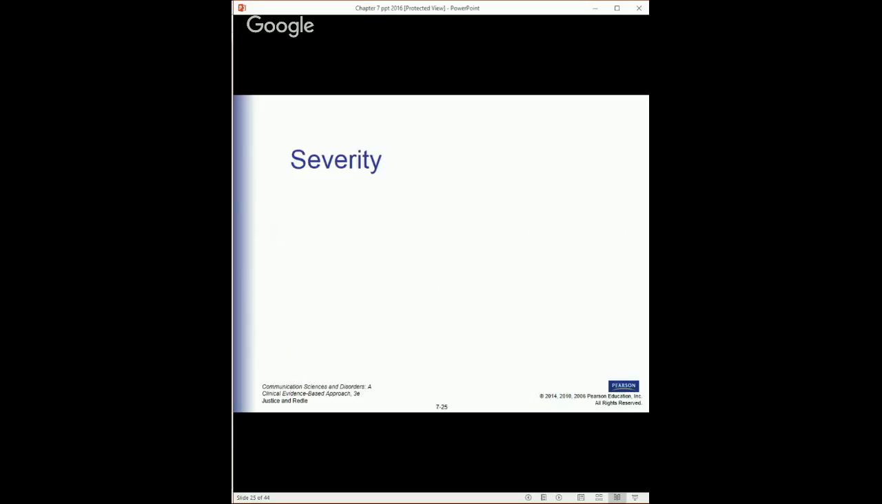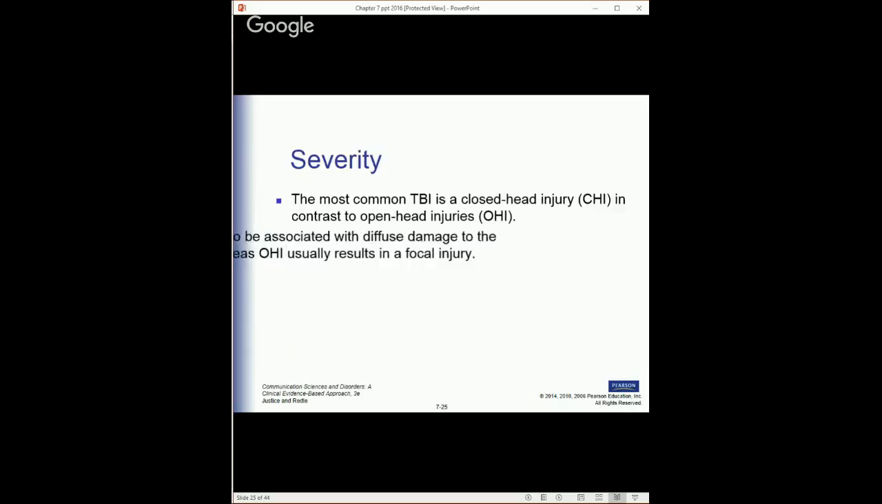Next, we'll look at severity. The most common TBI is a closed head injury, in contrast to open head injuries. In the closed head injury, brain matter is not exposed or penetrated. Sorry about that. Let me back that up. It results from rapid acceleration or deceleration, as in a car accident when people hit their heads on the dashboard or on the steering wheel. Among children, closed head injuries result most often from abuse, sports injuries, falls, and pedestrian vehicle accidents.